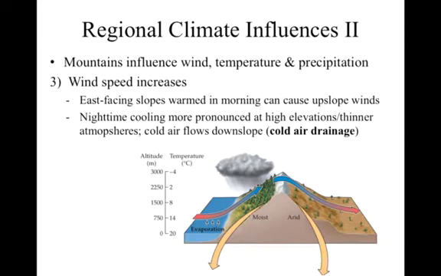All right, mountains also influence wind speed, and this is driven by daily temperatures. Anytime you have an east-facing slope, it's warmed by the morning sunlight, because the sun rises in the east. This warming of the air on the east slope can actually cause upslope winds that blow up the mountain in the morning or early afternoon. By the time you get to the nighttime, you get cooling because the sun's gone away. It's no longer heating the surface. And this cooling is actually more pronounced at high elevations, because you have thinner atmospheres up there, and so there's not as much to trap the heat in. And so you have this much colder, more dense air at the top of the mountains, and that sinks and causes airflow down the slopes, and that's what we call cold air drainage.